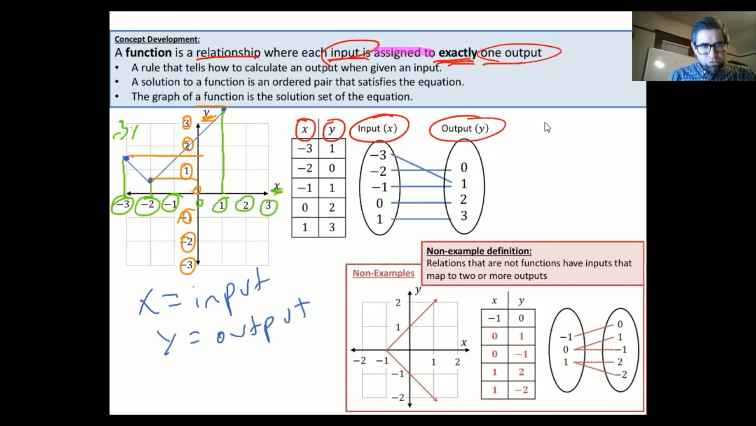So you can see on this graph that each one of these inputs, -3, -2, -1, all the rest of them, if I go up to the function, there's only one place that I would go to on the y-axis. That means it's assigned only one output.